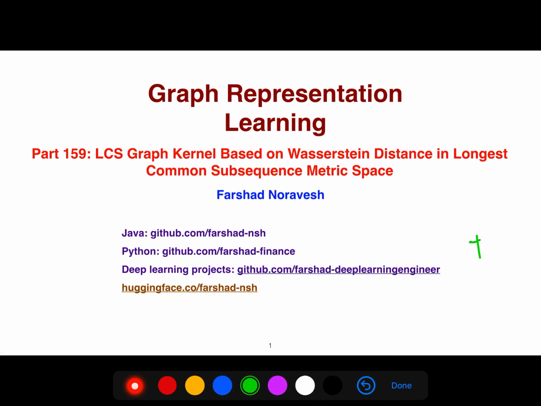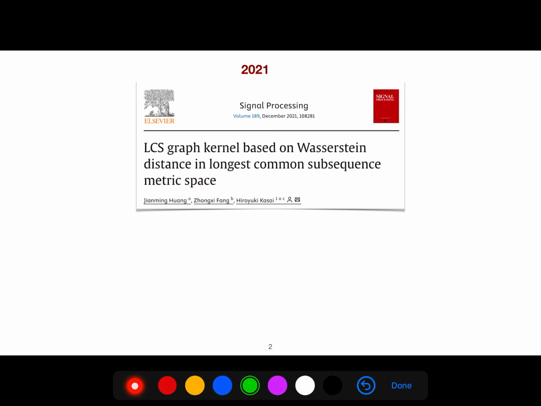Alright, so I'm gonna be explaining another important paper with the title LCS graph kernel based on Wasserstein distance in longest common subsequence metric space. This paper is from 2021, from the Journal of Signal Processing.